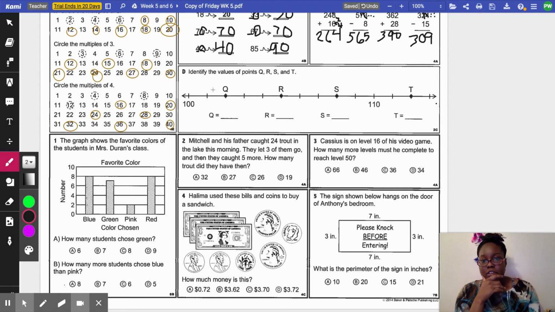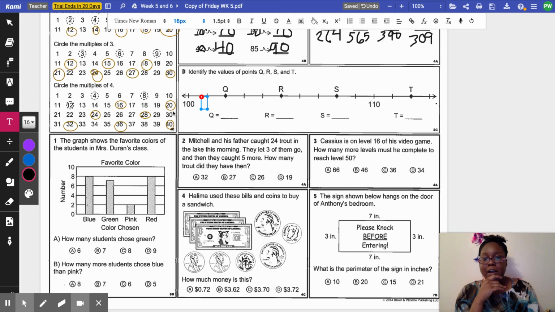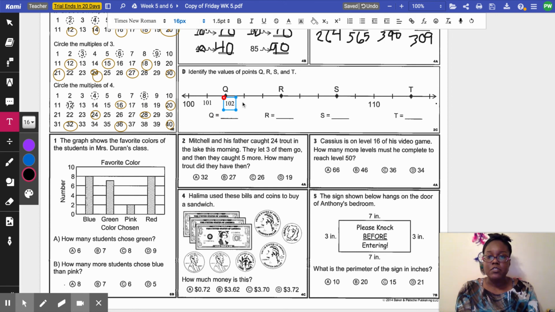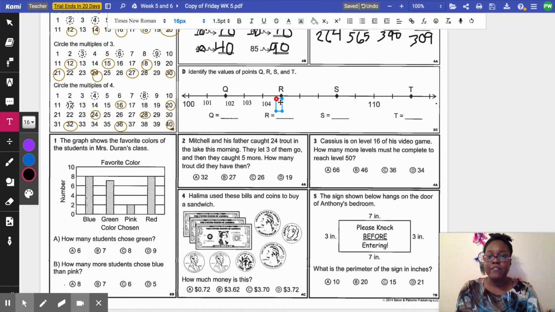Now, on this one, I'm going to type the numbers in because it's a little difficult to write them. But if I'm looking from 100 to 110, I know that this has to count by ones. So this is going to be 101. Q is going to be 102. And I'm going to have 103. And I have 104. And I have 105.